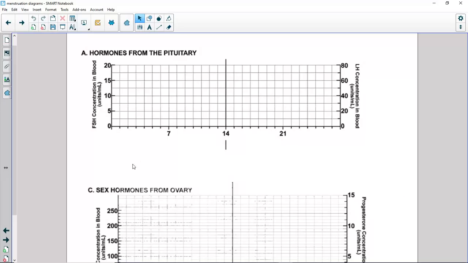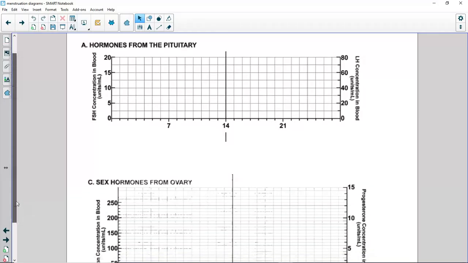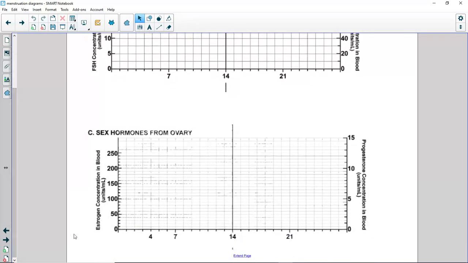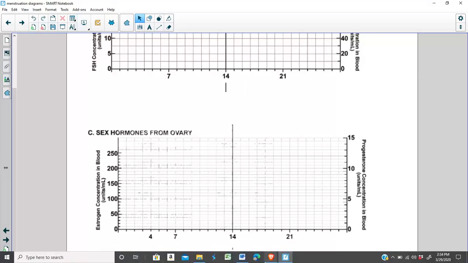Same thing with the sex hormones. Below, you're going to prepare 2 different axes right here, one for estrogen and one for progesterone, while also maintaining the same kind of box length.